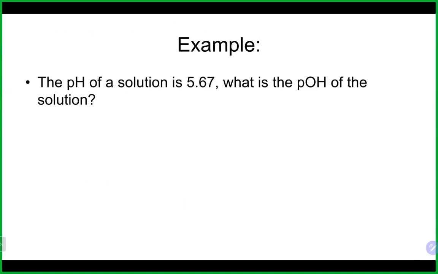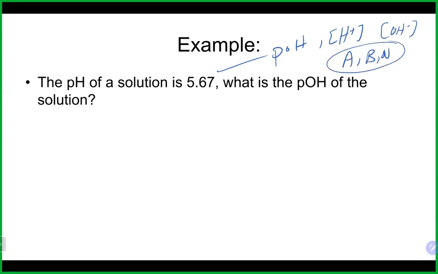All right, so we have a pH of 5.67. Let's just practice our calculator some more. Let's do the pOH. Let's do the H plus again. Let's do the OH minus concentration. And is it acidic, basic, or neutral? Let's see what you come up with. Practice punching it in.